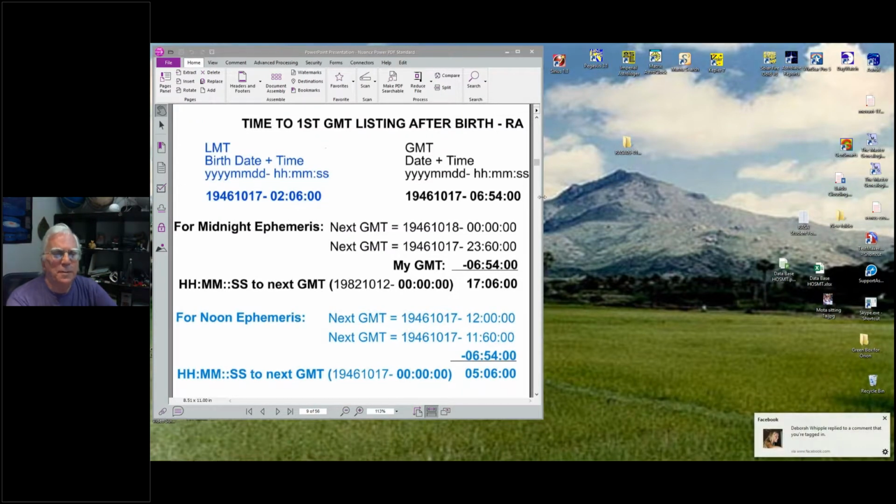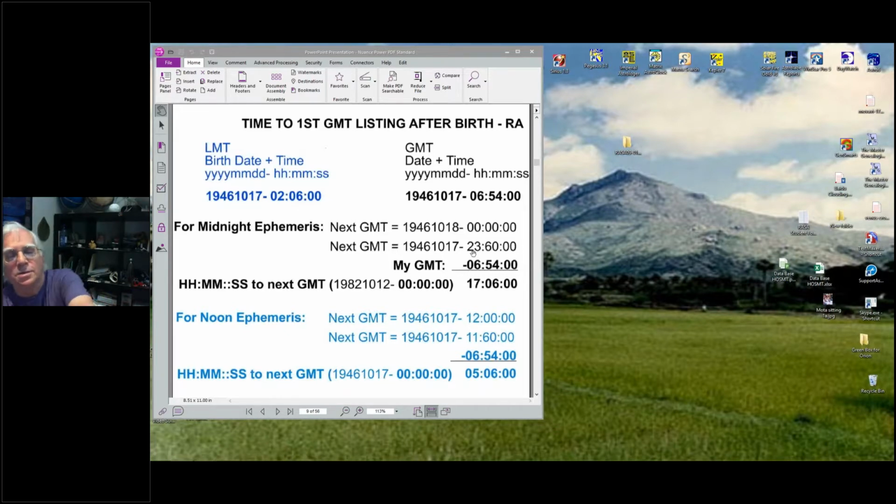We've come so far with computers and doing everything with computers. It's funny to walk back and do the calculations. I have this for midnight or noon ephemeris. If you're using a midnight ephemeris, the next GMT is going to be October 18th, midnight, 0 hours, which would be October 17th, 2360, 24 hours, like the end of the day. So I change it to 2360 so I can do subtraction.